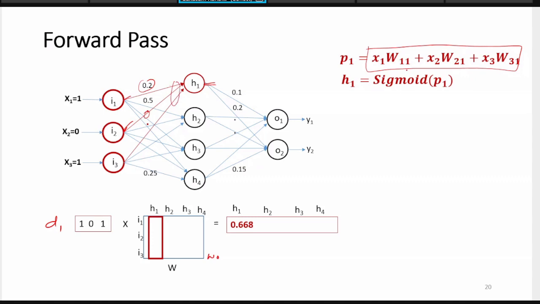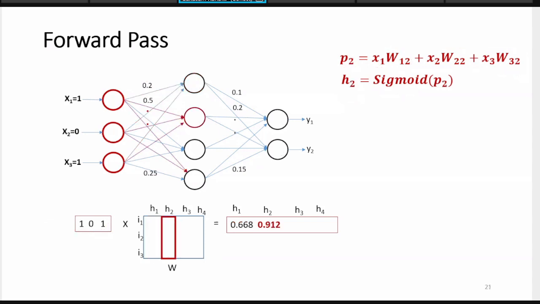If you look at this one, x1 into w11, that means you are multiplying this one with this one, this one with this one, and this one with this one, which is nothing but this p1. Likewise, what is h1? The value of p1, you apply the sigmoid function, and you get h1. This is what we are getting here. So this is nothing but a vector and matrix multiplication. Likewise, what about the output?